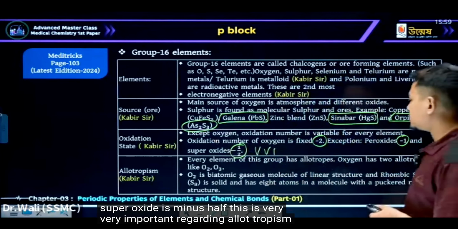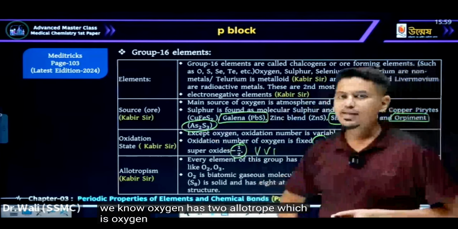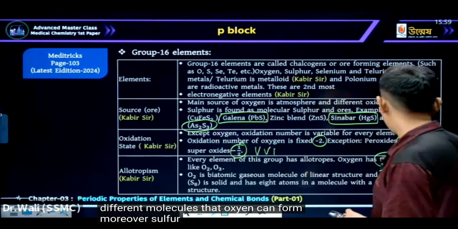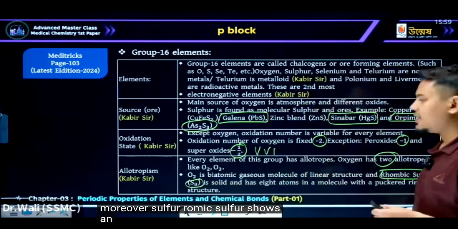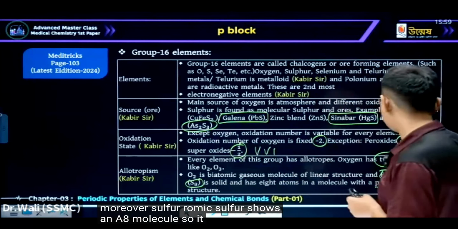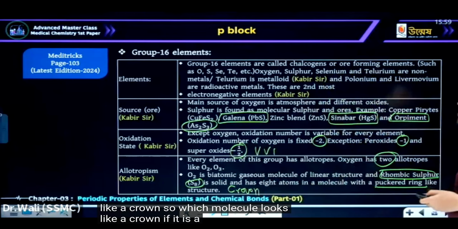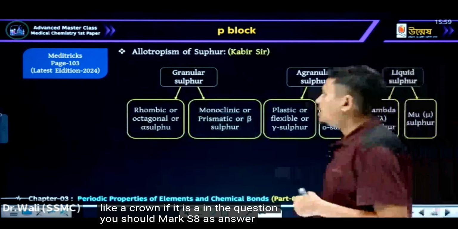This is very, very important. Regarding allotropism, we know oxygen has 2 allotropes, which are oxygen and ozone. These are the 2 different molecules that oxygen can form. Moreover, rhombic sulfur shows an S8 molecule, so it looks like a puckered ring, and sometimes it looks like a crown. So which molecule looks like a crown? If it is in the question, you should mark S8 as the answer.